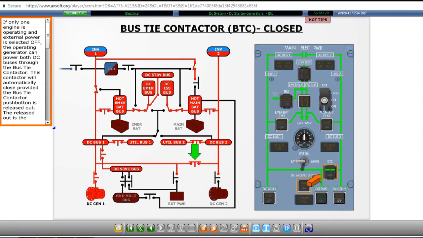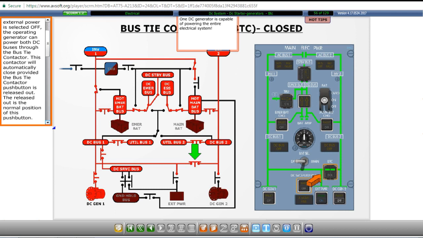If only one engine is operating and external power is selected off, the operating generator can power both DC buses through the bus tie contactor. This contactor will automatically close provided the bus tie contactor push button is released out. The released out is the normal position of this push button. The position of the contactor is indicated by the green flow bar. This bar is visible when the bus tie contactor is closed.